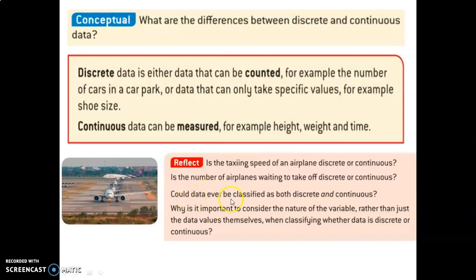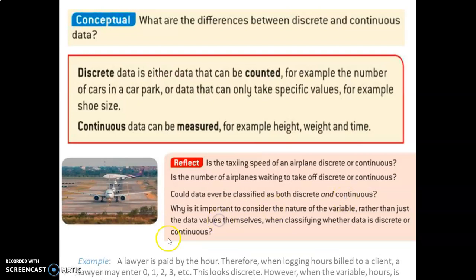Now, could data ever be classified as both discrete and continuous? What do you think? Well, the answer to that is no. And let's think of this kind of situation. Here's an example I have for you.